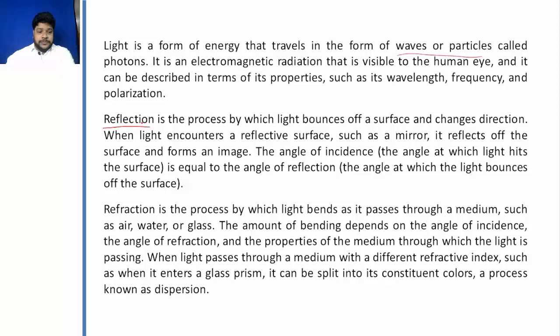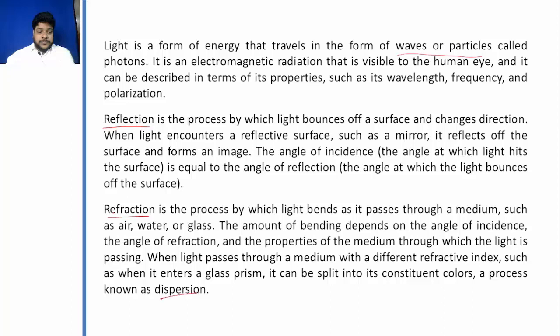The other phenomenon with light is refraction. Refraction is the process by which light bends as it passes through a medium, such as air, water, or glass. The amount of bending depends on the angle of incidence, the angle of refraction, and the properties of the medium through which light is passing. When light passes through a medium with a different refractive index, such as when it enters a glass prism, it can split into its constituent colors, a process known as dispersion.